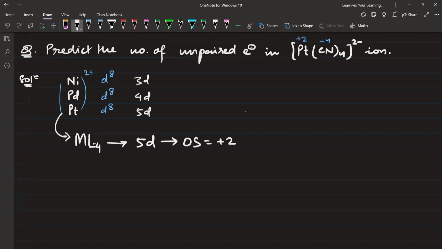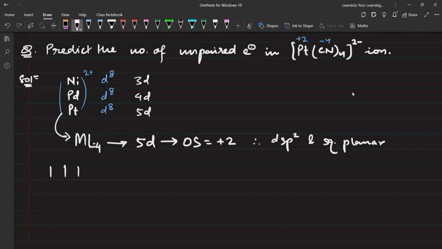Now tell me what is going to happen. क्या बनेगा? Is it going to be tetrahedral or square planar? Look at the notes and tell me. वैसे तो unpaired electron पूछा है उसका मतलब नहीं है. Square planar, square planar बनेगा है ना? What will happen? Therefore, dsp2 will be the hybridization and square planar will be the geometry. ठीक है?